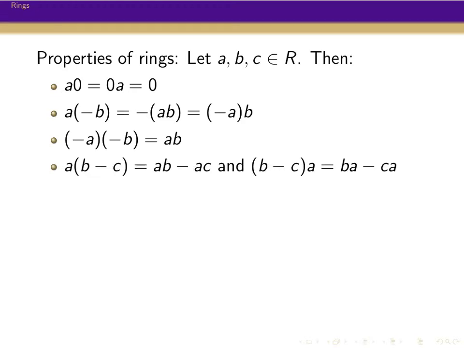The distributive law also works if you swap out addition for subtraction. And so this is really just the same as thinking about b times (a plus minus c). This is the same as b times a plus b times minus c, and then using the second property up there, this is ab minus ac. And doing multiplication on the other side doesn't change anything.